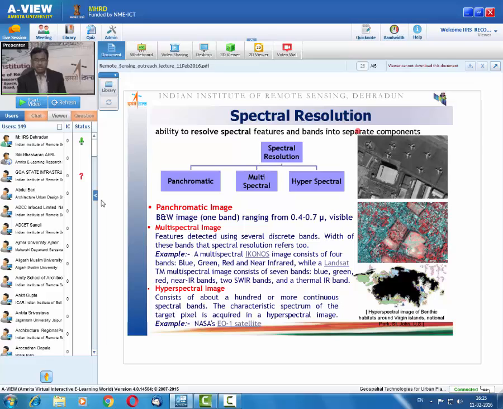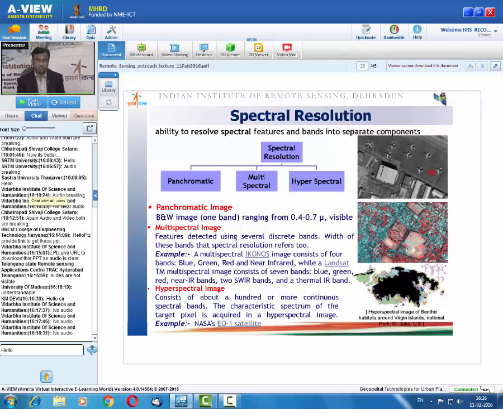Now let us try to understand the spectral resolution. As explained earlier, the spectral resolution is put into three categories: panchromatic, multispectral or hyperspectral. Panchromatic normally contains a single band black and white image, which normally works in the 0.4 to 0.7 micrometer visible range. On the right hand side we have one typical panchromatic, black and white image. Now this has some limitation. We can see the features, but the color is not present, and the color comes when you have the multispectral phenomena.